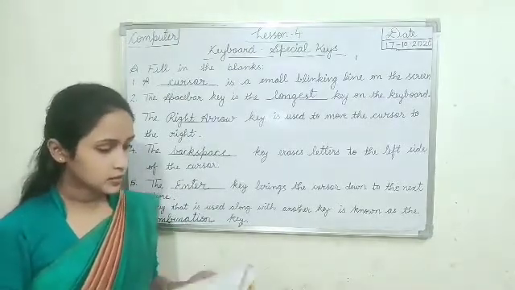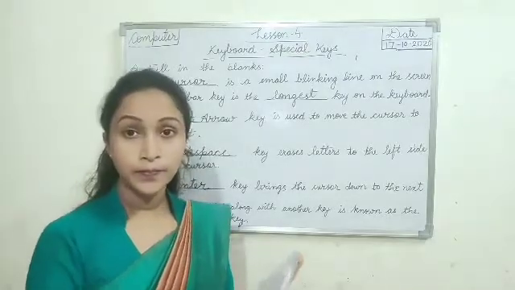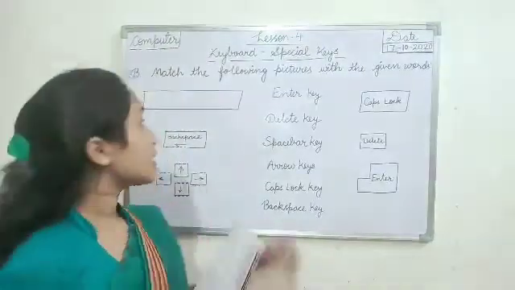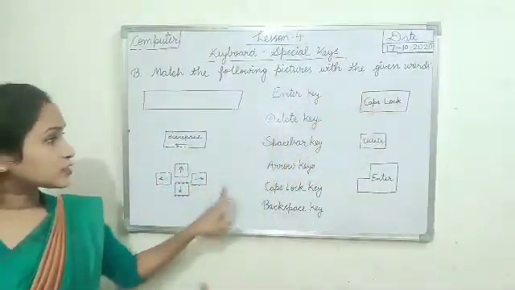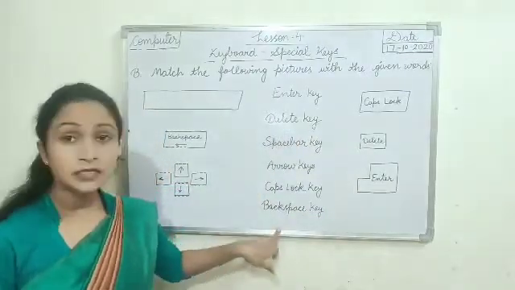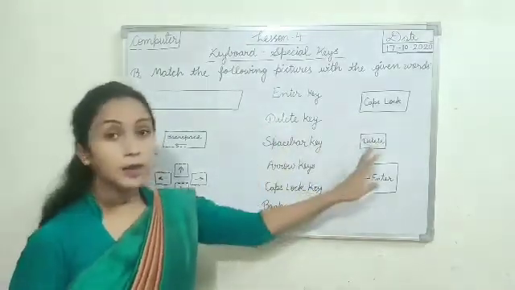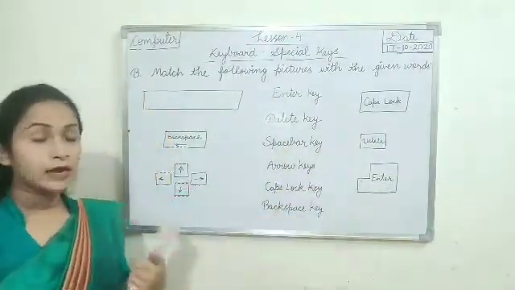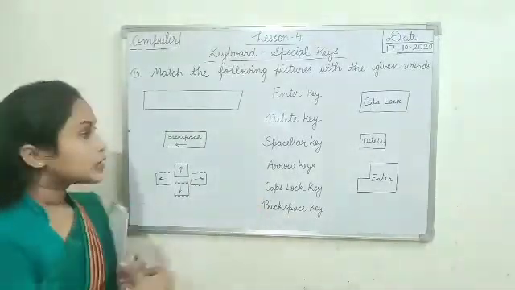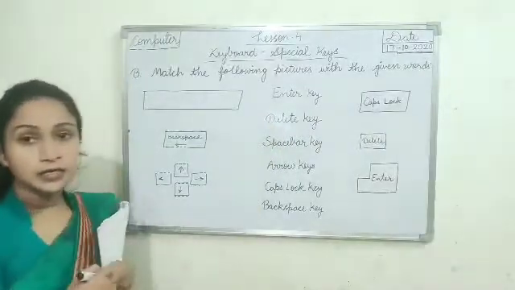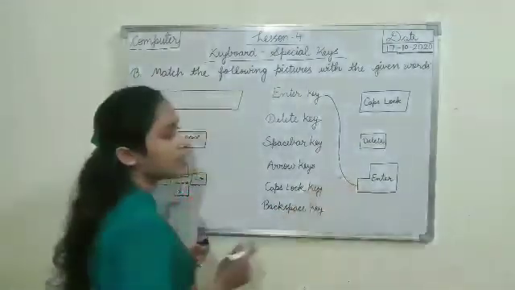Then next, match the following pictures with the given words. Here pictures are there, keys are there, and here key names are there. On both sides, pictures of keys are there, and we have to match each with the correct key. Clear? So enter key, where is enter key? Enter key is there. Match like this.